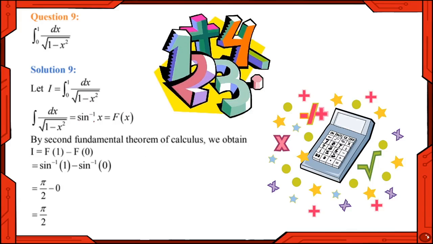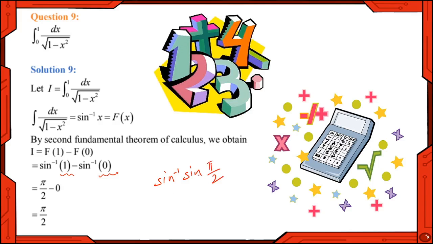Now dx upon under root 1 minus x square. This is the antiderivative of sine inverse x, and now we will apply these limits, f of 1 minus f of 0: sine inverse 1 minus sine inverse 0. We have learned in inverse trigonometric functions, principal value branches, if you remember, that sine inverse 1 is pi by 2, because when we get the value 1 for the sine function, the angle is pi by 2.